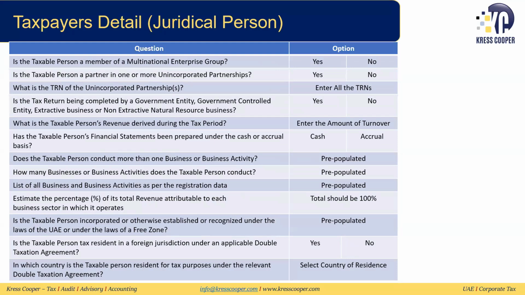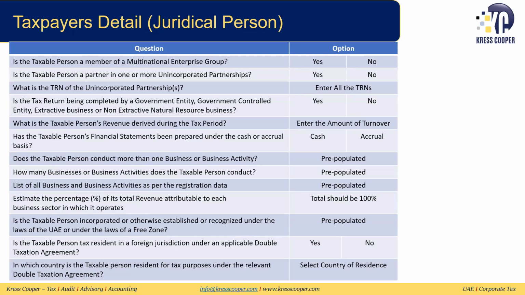And the total consolidated group revenue has to be equal to or more than 3.15 billion during the financial year preceding the current tax year. So if that is the case, you're meeting the definition of a multinational enterprise group, and you need to mark it yes over here. There are certain things which are not available to multinational enterprise group companies, for example, small business relief. So that is why they're asking you this question, and you have to mark it appropriately over here.